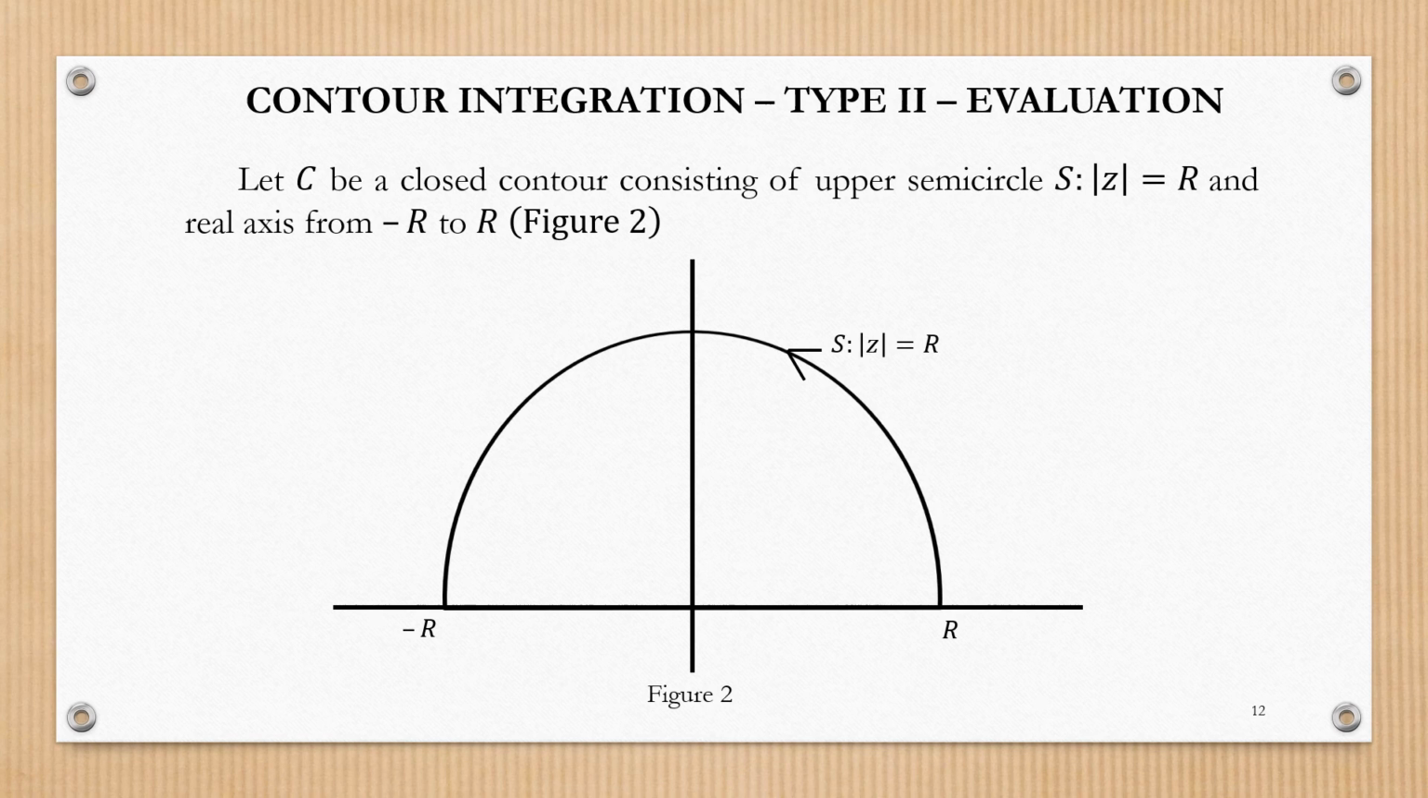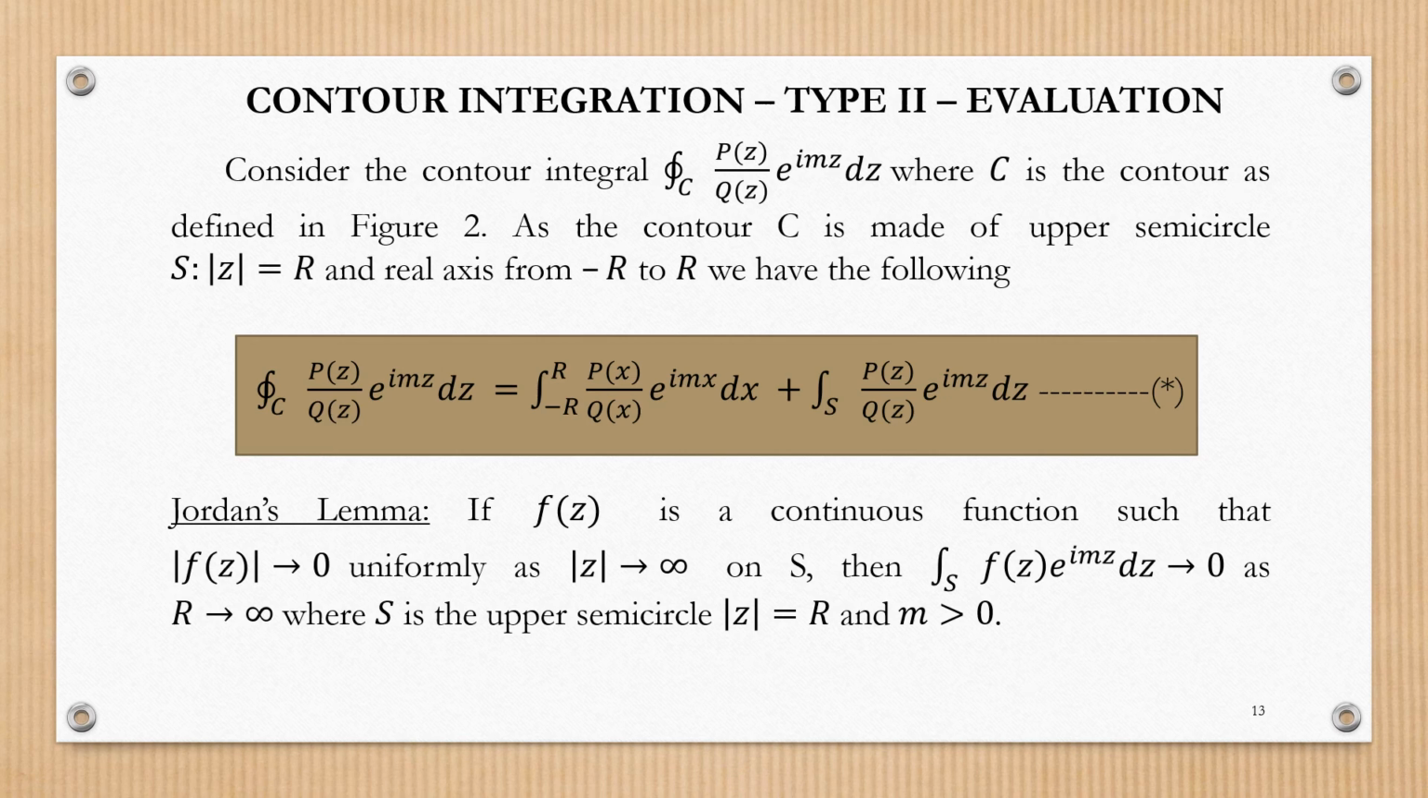Now the evaluation of a type 2 integral is similar to that of a type 1 integral with respect to the contour selection. We use the same contour as in type 1, that is, we consider a closed contour made of two parts, the upper semicircle mod z equal to r and the real axis from minus r to plus r. So the same contour is used for type 1 as well as type 2. The procedure of evaluation is slightly different.